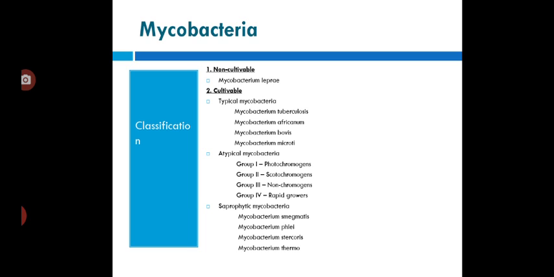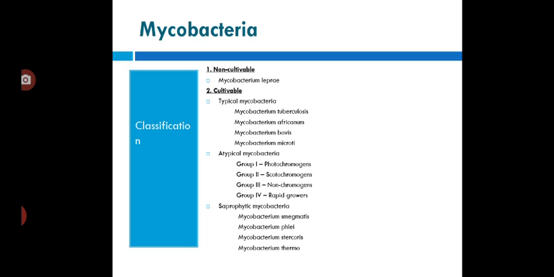Under non-cultivable is Mycobacterium leprae, and under cultivable it is broadly classified into three types: typical Mycobacteria, atypical Mycobacteria, and saprophytic Mycobacteria. Under typical Mycobacteria, it includes Mycobacterium tuberculosis, Mycobacterium africanum, Mycobacterium bovis, and Mycobacterium microti.